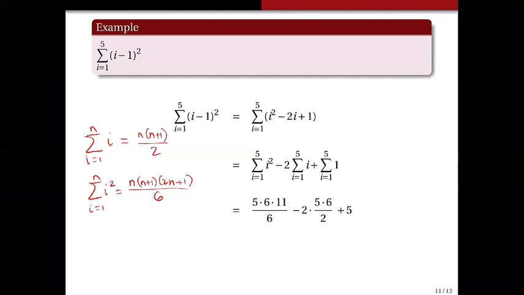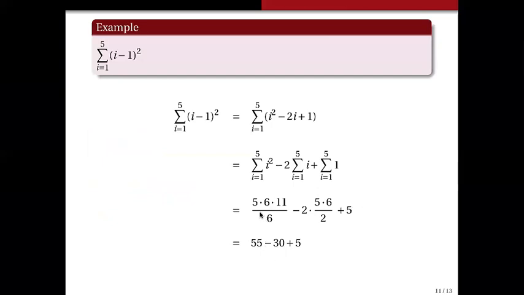And therefore, if we simplify this, we will have this 55. Notice 6 over 6, they will cancel. So you'll just have 5 times 11. And then here 2 over 2 will cancel. So you have 5 times 6, that's your 30 here. And then you have the 5. And therefore, you will get 30. Okay? Questions?